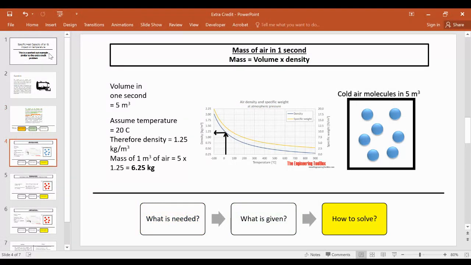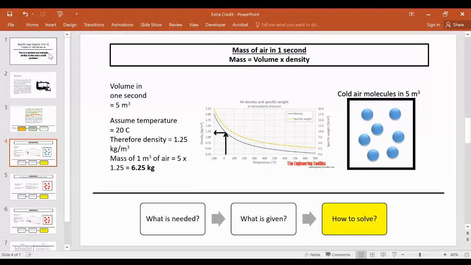So if you look at what happens to this mass of air as it is going in, we are talking about five cubic meters of air at, let's assume, about 20 degrees Celsius. And at that temperature, we can look up the density of air. It's about, say, 1.25 kilograms per cubic meter, which gives us 6.25 kilograms of air going through every second. So we know the mass of air going through every second.